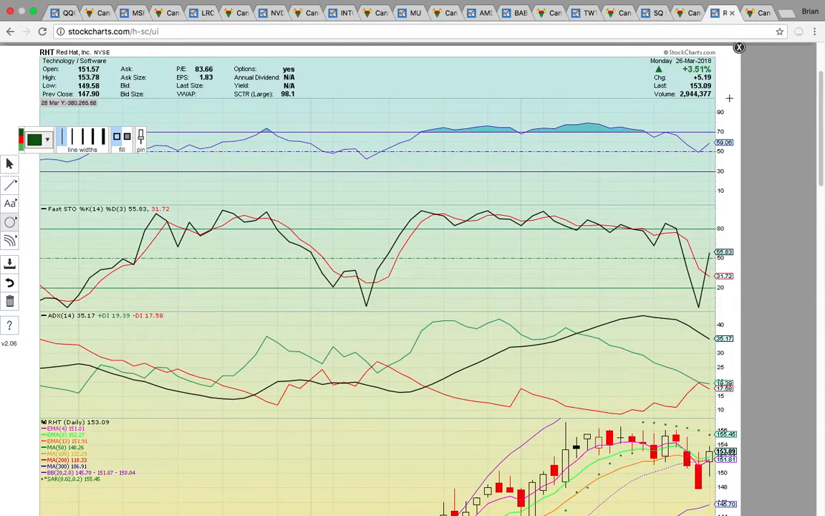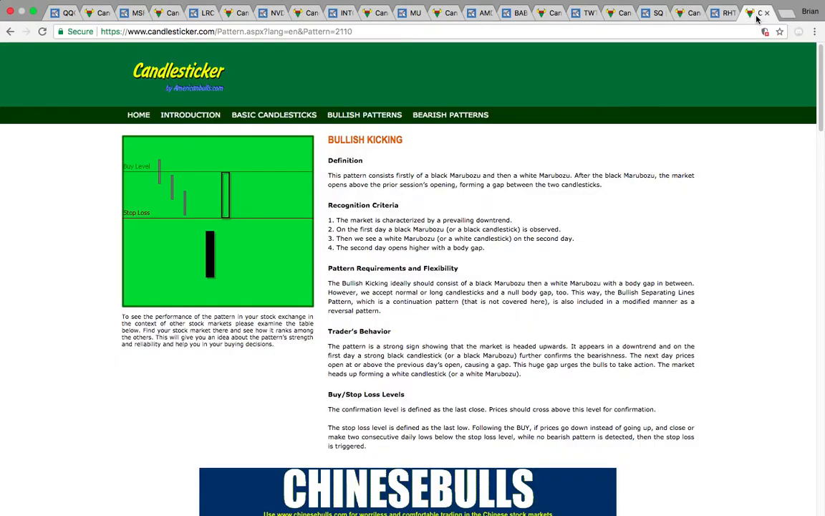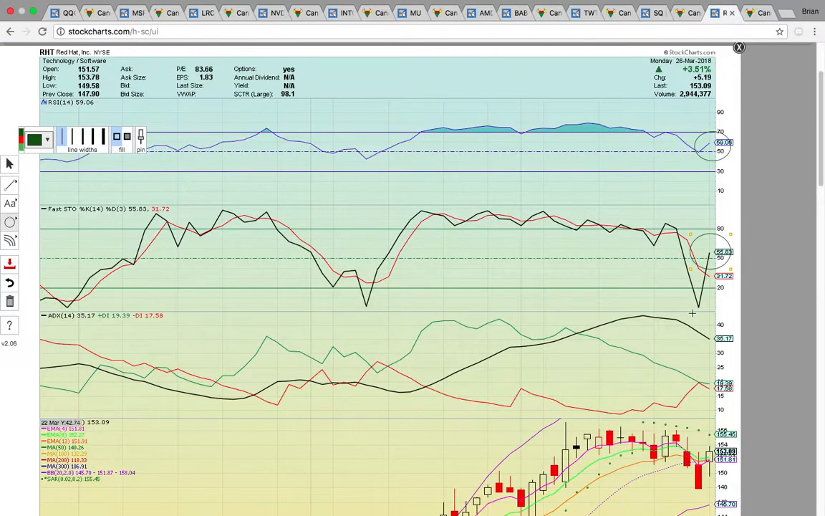Okay, and then finally let's look at Red Hat. Red Hat here had a nice move today as well. It's back above that middle Bollinger Band. Notice that RSI and Stochastics are both in that 50 bull zone. It did form a bullish kicking reversal pattern. The bullish kicking pattern is a strong pattern because there's that gap up, signaling strength, and then it's pushing higher into the close.